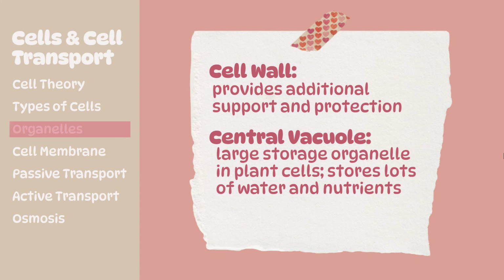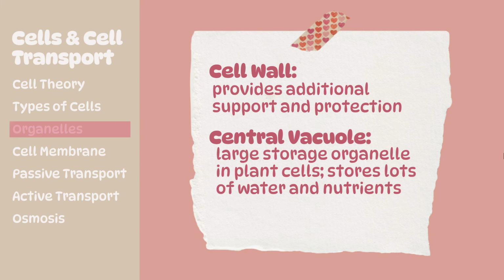A cell wall is going to provide additional support and protection. Plant cells have this. Animals do not. You also should know that prokaryotes can sometimes have this for protection. So prokaryotes, like bacteria, they do oftentimes have this extra layer of protection similar to a plant cell, but never animal cells.